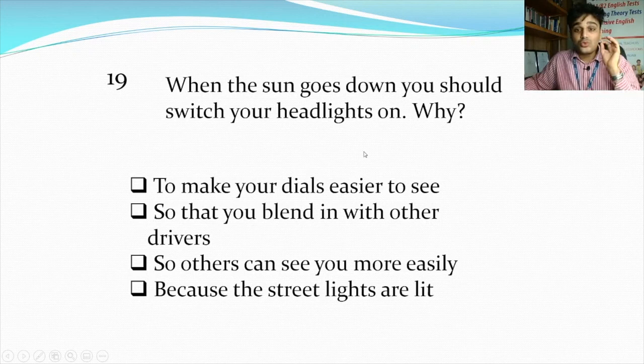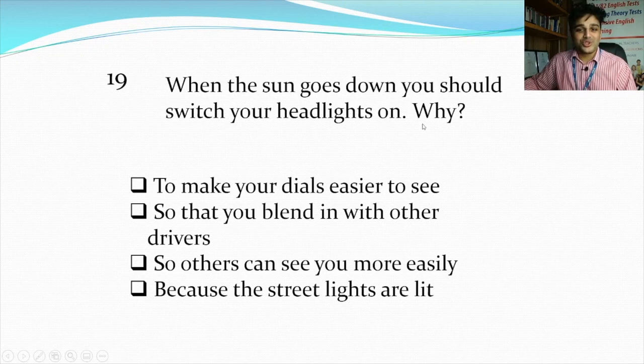But do you notice now, guys, Fast Trackers, that the answers never change? The key answers never change, and the question is always the same. Questions change, answer variations may change, but the keywords never change, and the keywords in the questions never change. That's the secret. When the sun goes down, you should switch your headlights on.